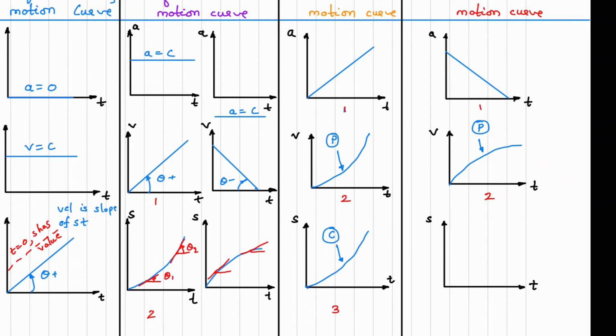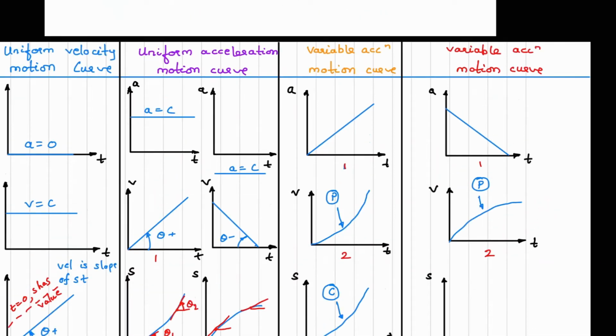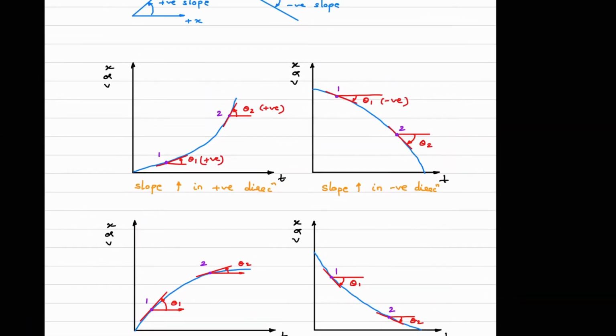Okay, now what about third case? Velocity is slope of ST diagram. Okay, now velocity is increasing here. If you see the y-axis, velocity is increasing. So slope should increase. And velocity magnitude is positive, so slope should increase in positive direction. Slope increases in positive direction, in which case? This case. So curve will be like this.